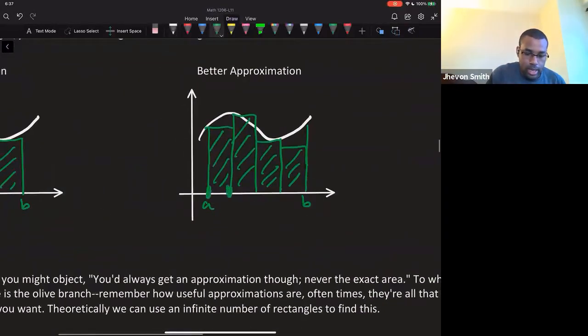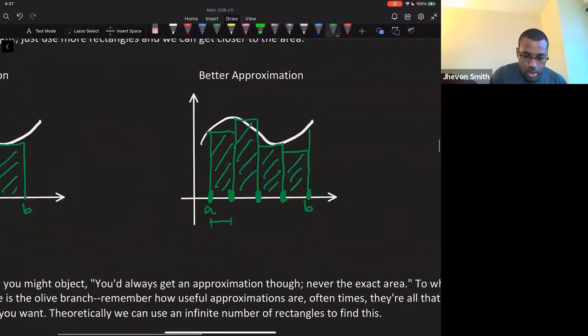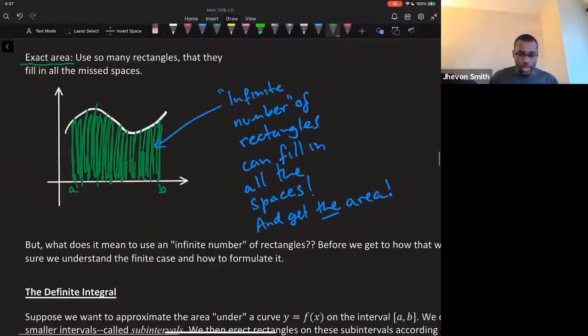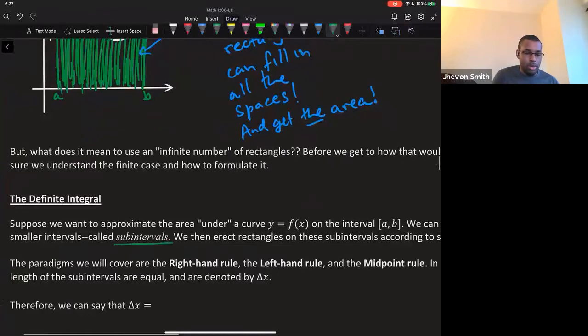Right, like this and this and this and this and this. So you can create an interval. So this is an interval, this is an interval, this is an interval, this is an interval. These guys are called subintervals. Right? So it's when you take a larger interval, you break it up into smaller intervals. So this is called subintervals. So that's what I'm talking about here.